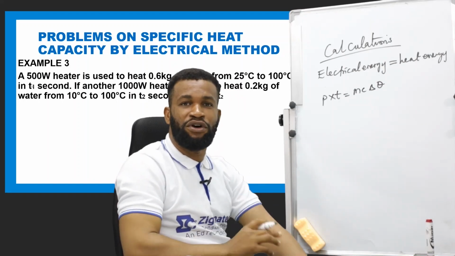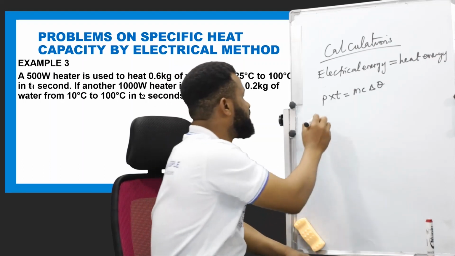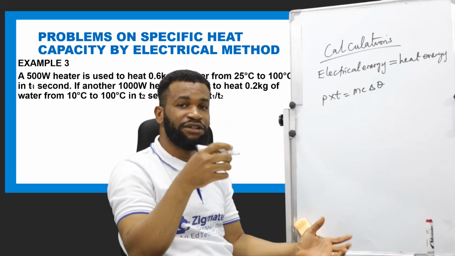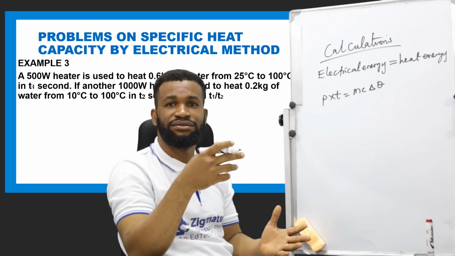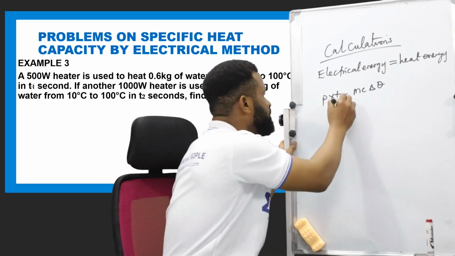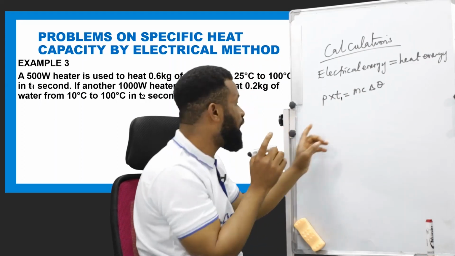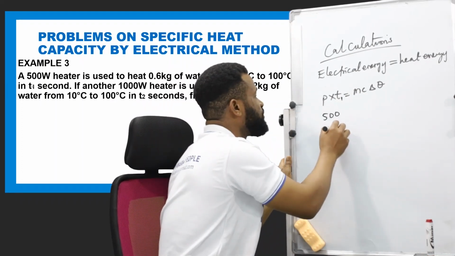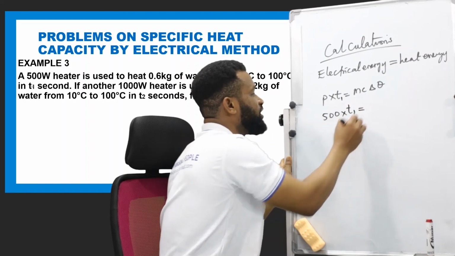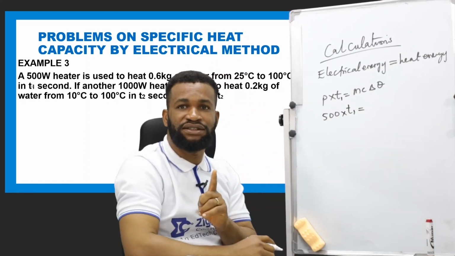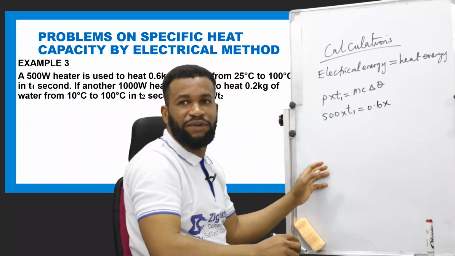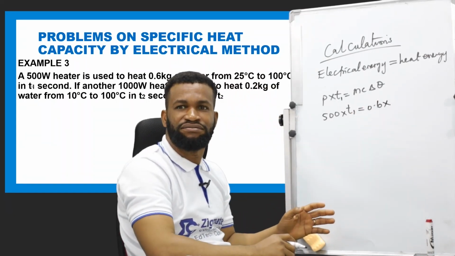So 500 watts is here. I'm going to take them one after the other because remember there is T1 and there is T2. So this is going to be T1, and the power for this first time is 500. 500 times T1 is equal to, what is the mass? The mass is 0.6 times. What is the specific heat capacity?